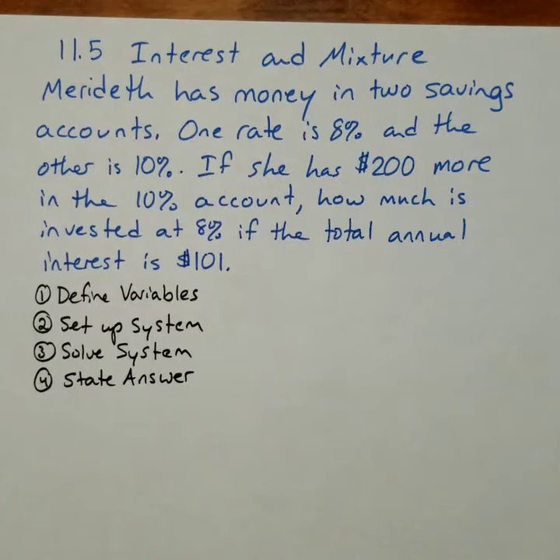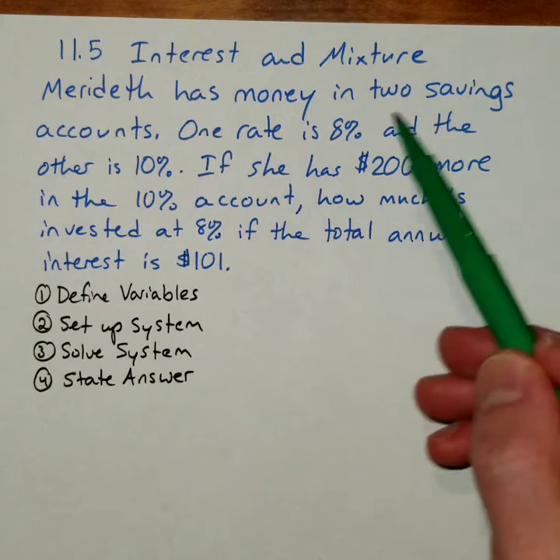Next videos we're going to be looking at interest and mixture problems. There are two specific types of applications that we're going to find in section 11.5. This first one is an interest problem. Meredith has money in two savings accounts. One rate is 8% and the other is 10%. If she has $200 more in the 10% account, how much is invested at 8% if the total annual interest is $101? Okay, so try to get our mind wrapped around that.